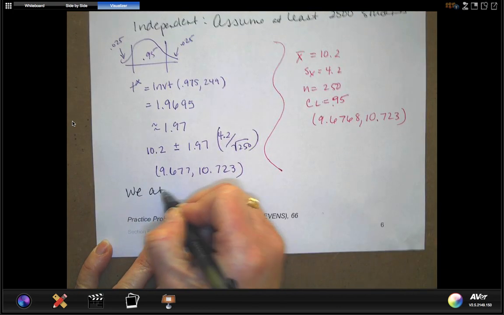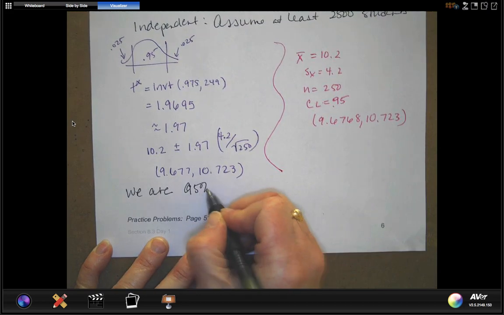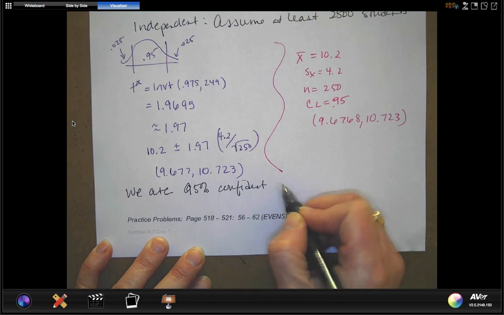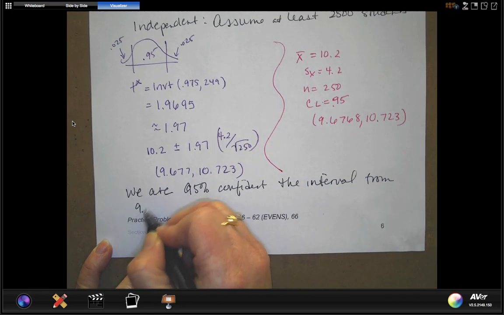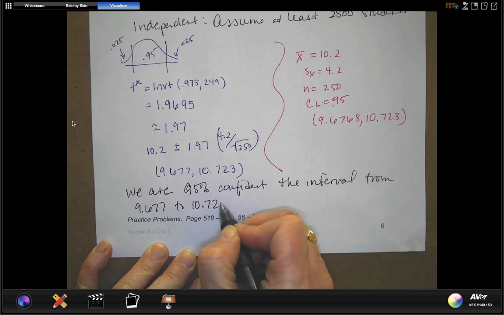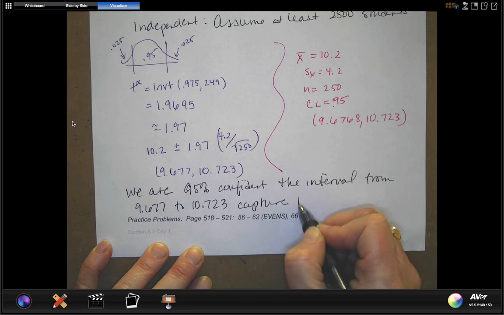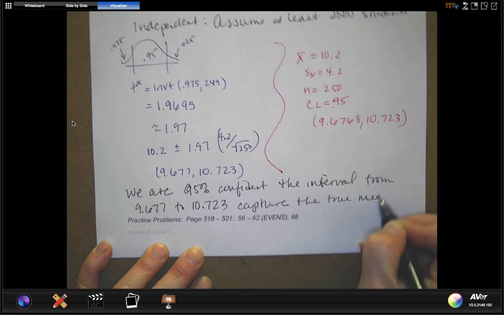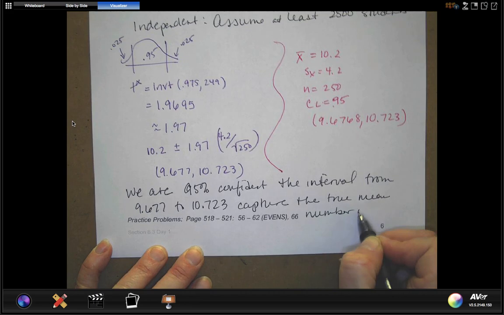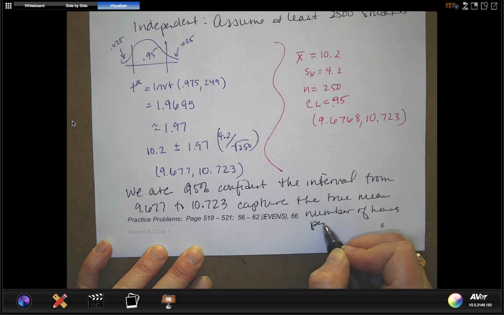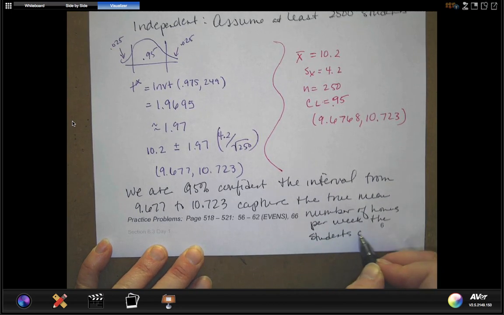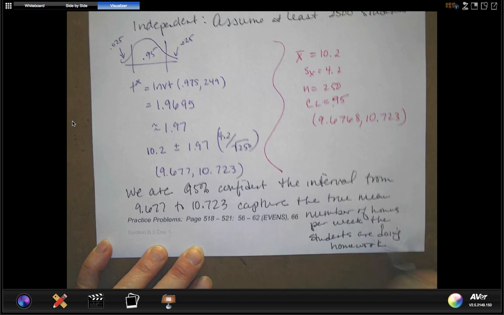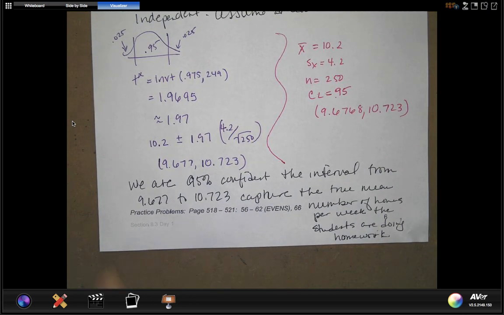And then we have a conclusion like we've had before. So we are 95% confident the interval from captures the true mean number of hours per week the students are doing homework. Okay, so that's what that one looks like, and that's it.